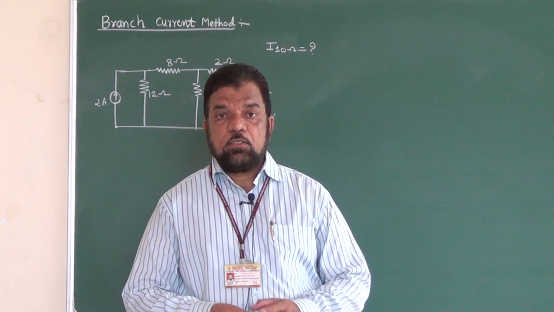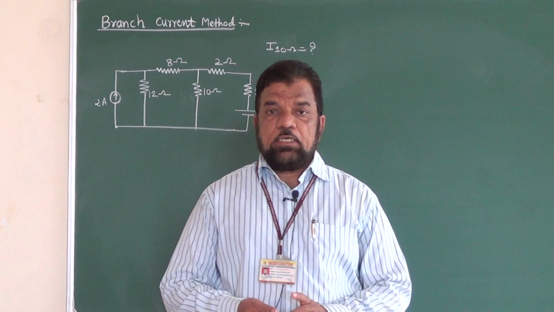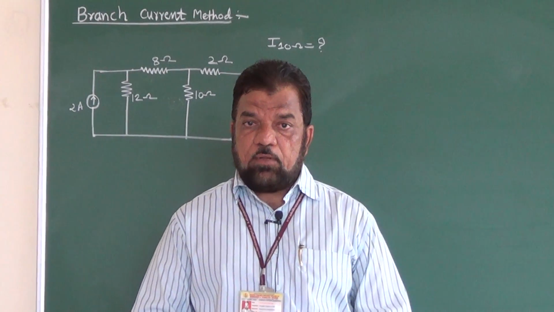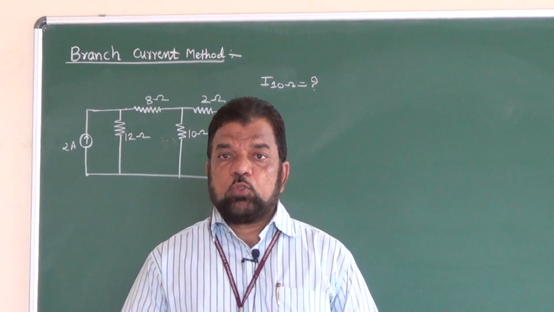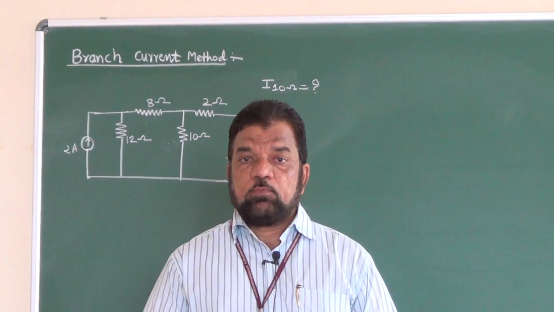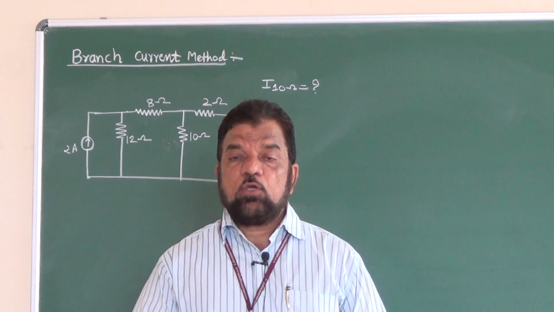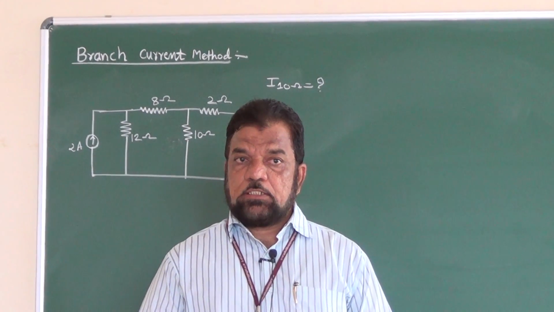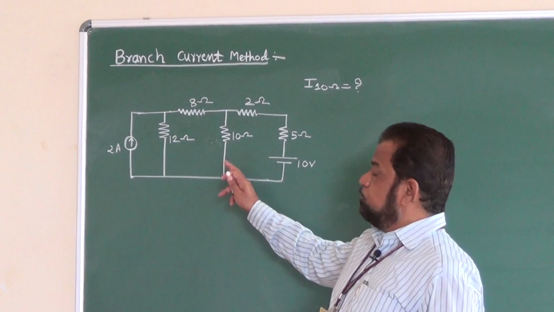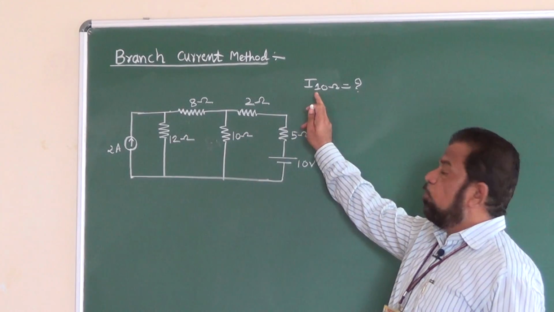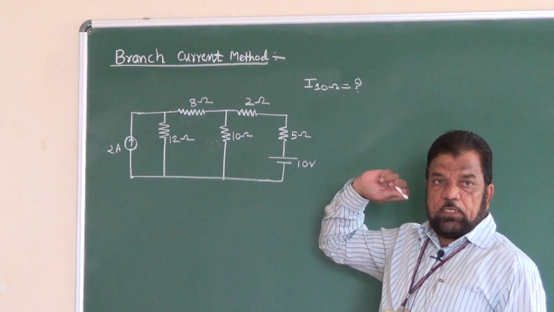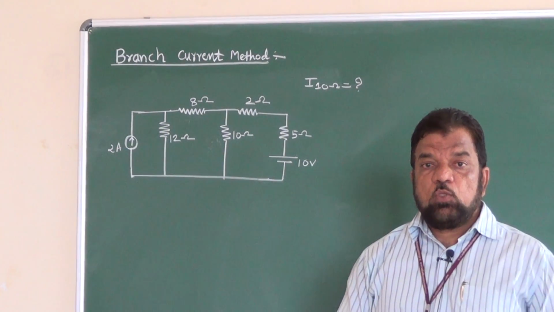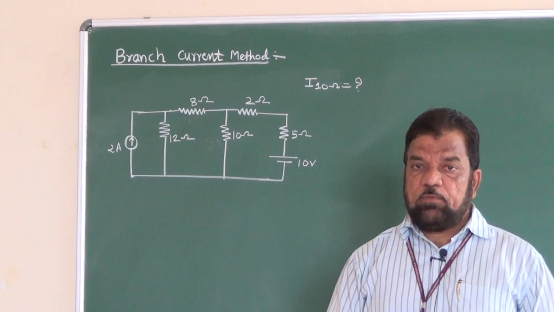Good morning, friends. So today we will see a method which is called the branch current method, which is used to determine the response of the circuit. That means we have to calculate the current flowing through a particular resistance. In a given problem, let us define the problem statement like this: calculate the current flowing through the 10 ohm resistance using the branch current method.